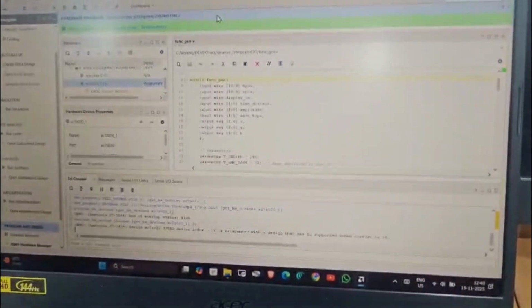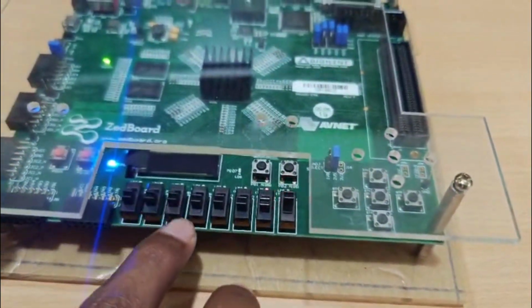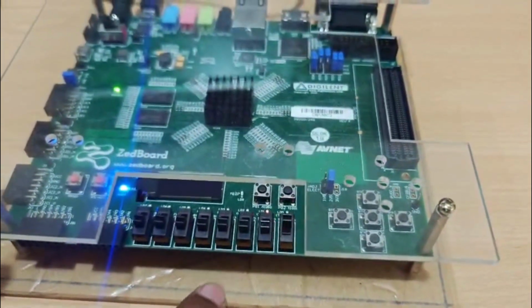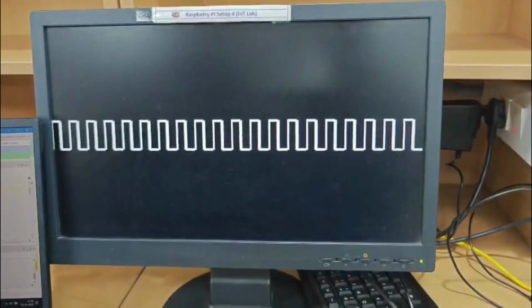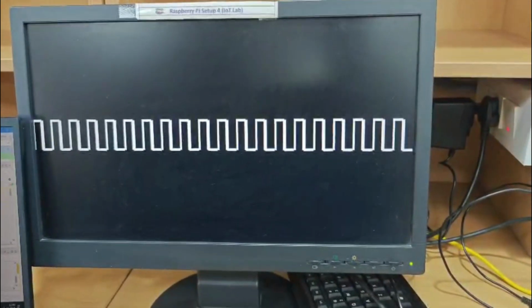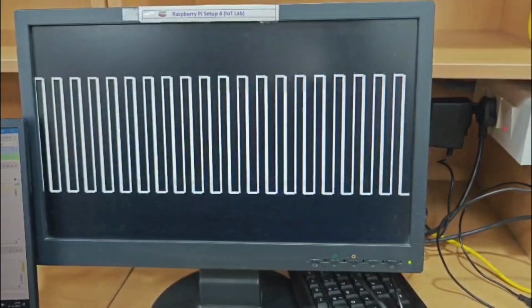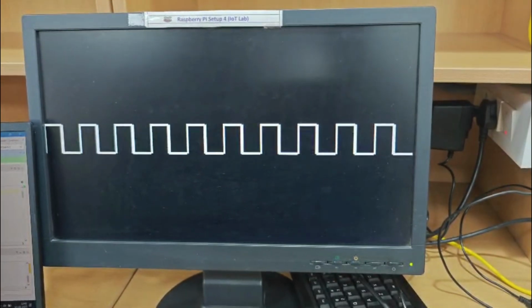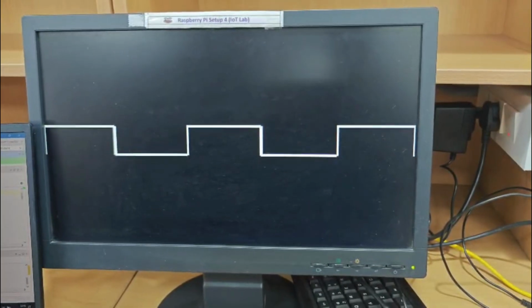So we have dumped the bitstream to FPGA. We can see that these two switches are to control the amplitude, these two switches are to control the frequency, and these two switches are to control the waveform type. So here initially 00 is square wave. So if we control the amplitude, this is a 01, this is 10, and this is a 11. Now let's control the frequency. This is 01, this is 10, and this is 11.